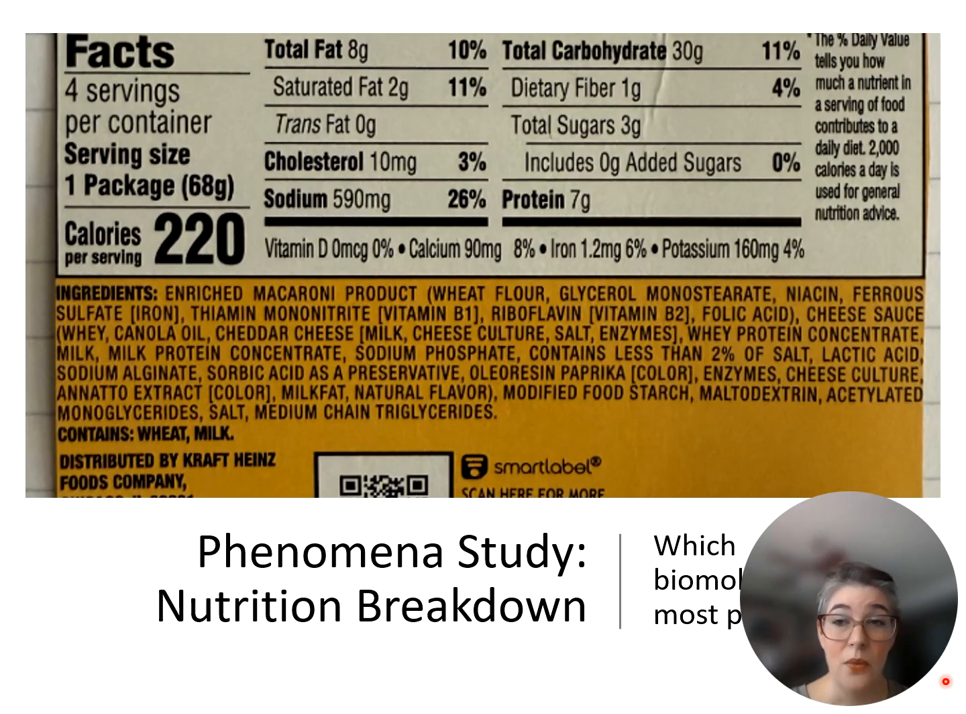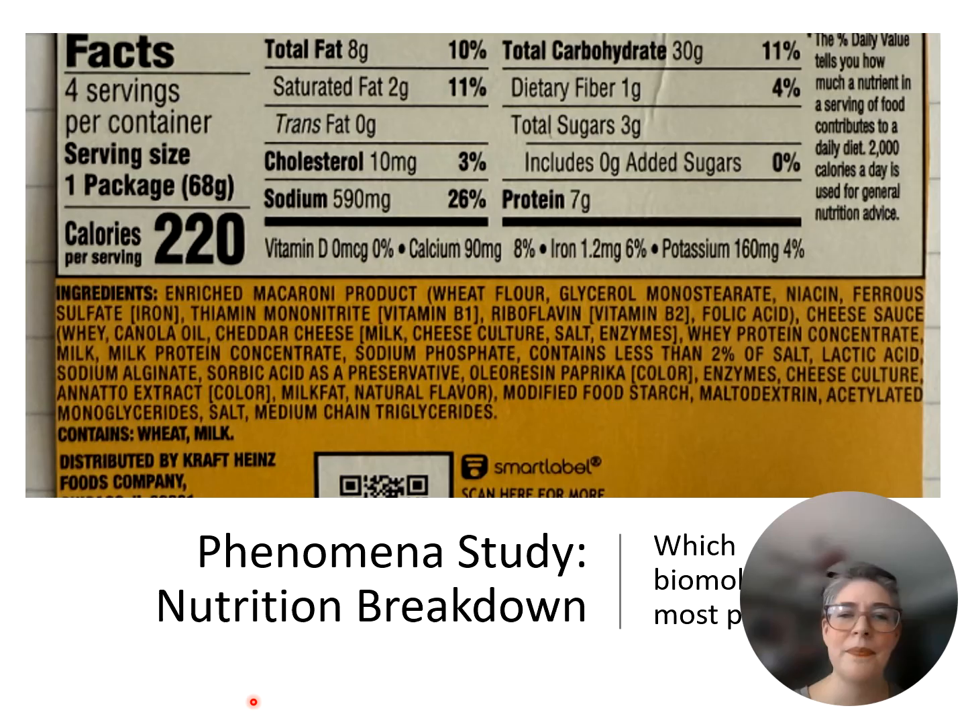So, my friends, what biomolecules are most present? I know my picture right here is hiding it a little bit, but that's what the question is saying. Which biomolecules are most present? So we have total carbohydrates at 30 grams, protein at 7 grams, and total fat at 8 grams. So what's the highest number? They're all in grams. What's the highest number? That would be carbohydrates. Fantastic.